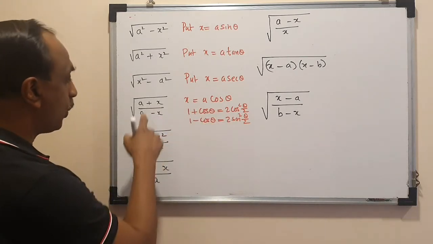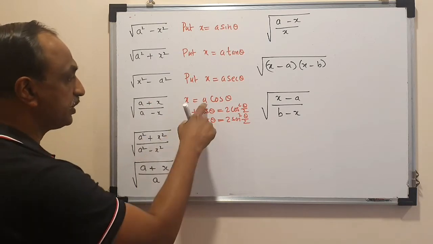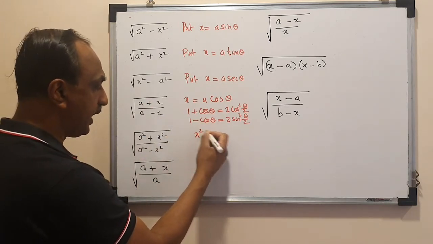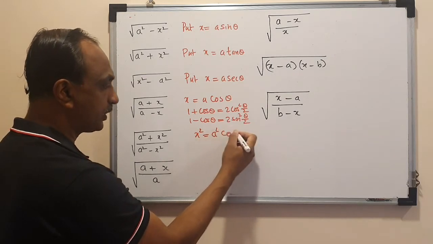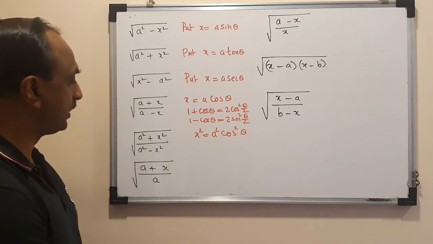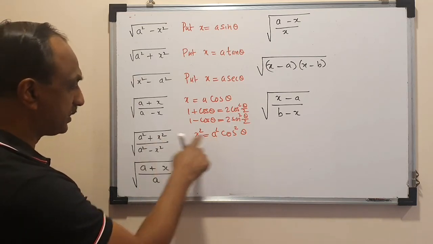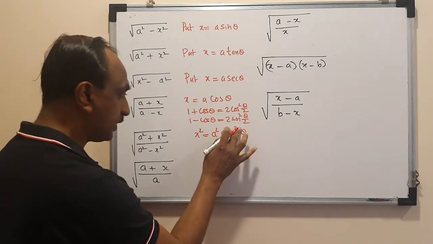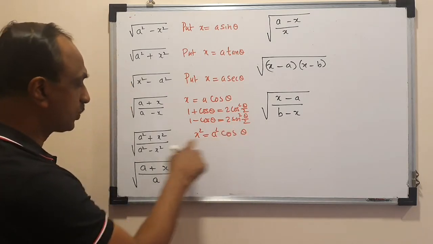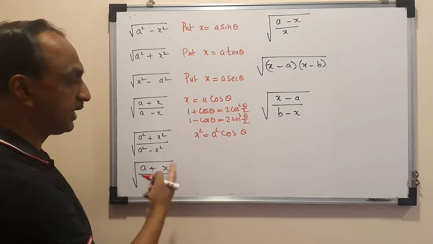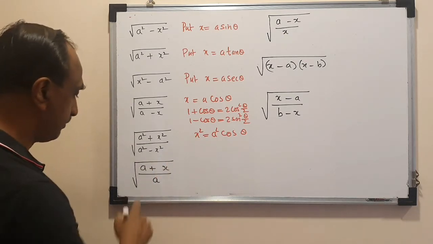This is almost the same, the only difference is that instead of a it will be a square. So in fact you are putting x square as a square cos square theta, which means you will be putting x as a cos theta, so that when you replace x square by a square cos square theta, a square will become common and 1 plus cos theta and 1 minus cos theta will come inside it.